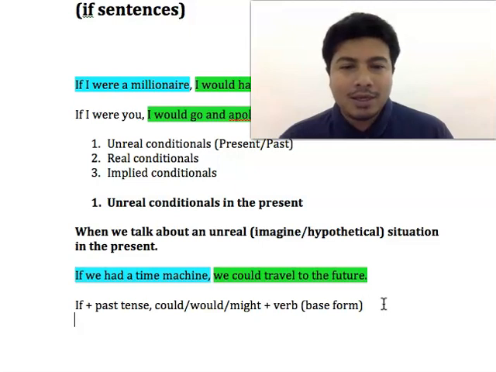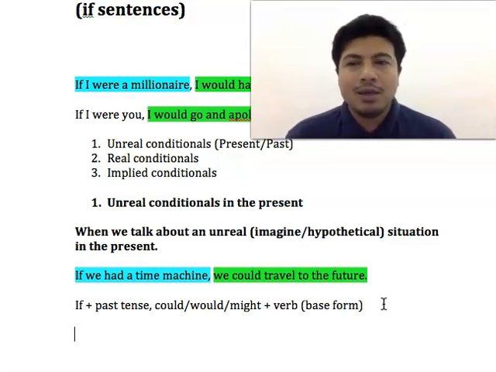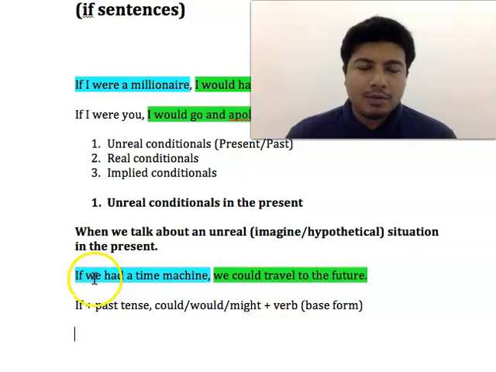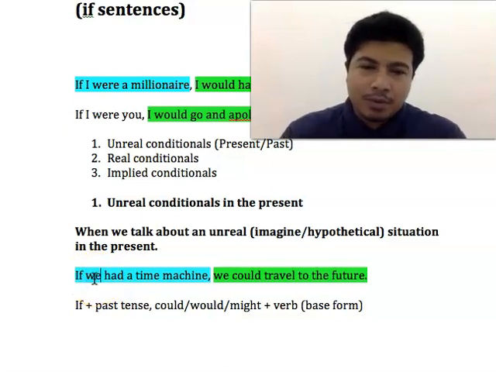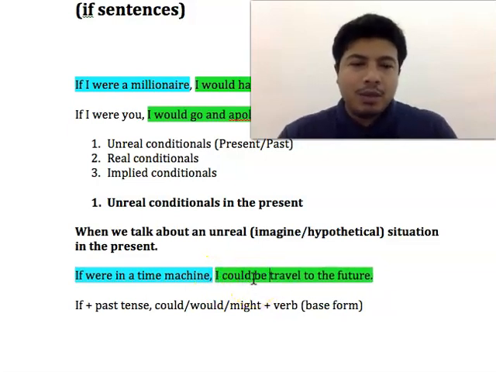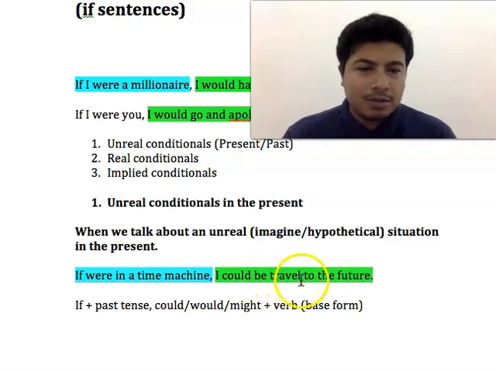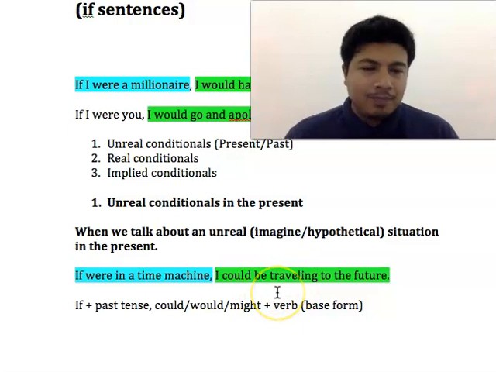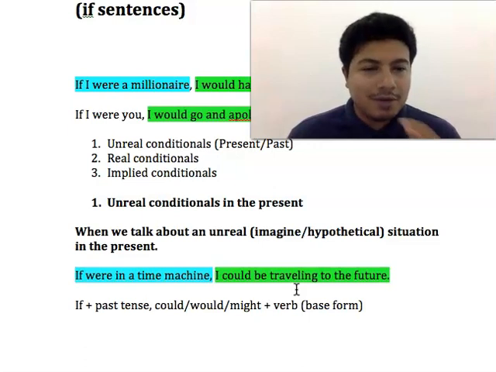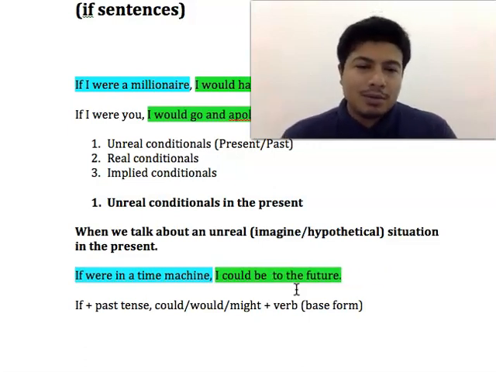So let us take a look at another example of unreal conditionals in the present. So in a different situation, you could also say if I were, so past tense, in a time machine, I could travel, but you can also say I could be traveling to the future. So this is continuous because the focus is you want to tell people that you could be in the process of traveling to the future. Or you can also simply say I could travel to the future.